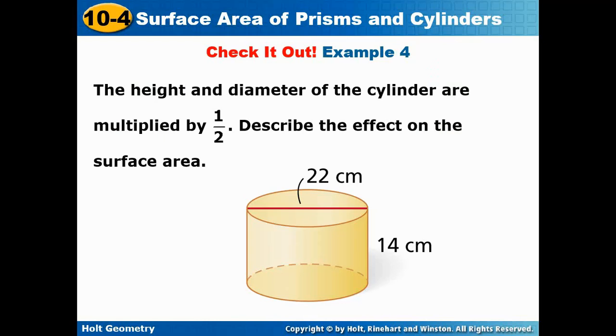It's talking about the cylinder. Of course, the effect on the cylinder is exactly the same as the effect on the prism. Here, the height and the diameter of the cylinder are multiplied by one half. Describe the effect on the surface area.